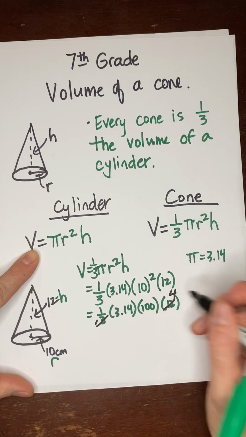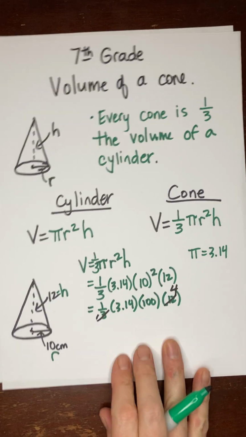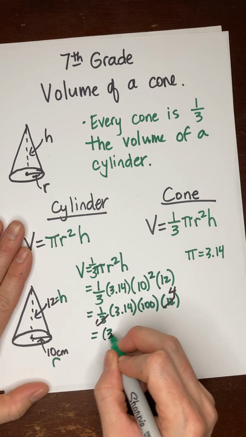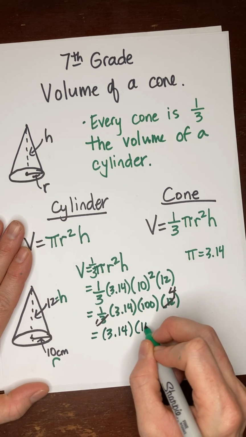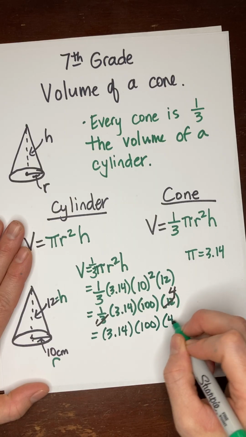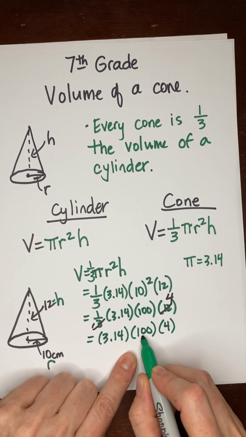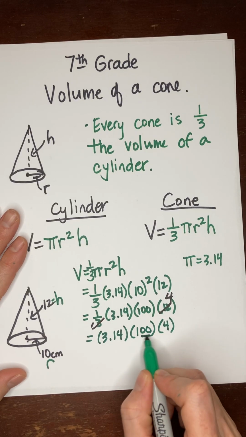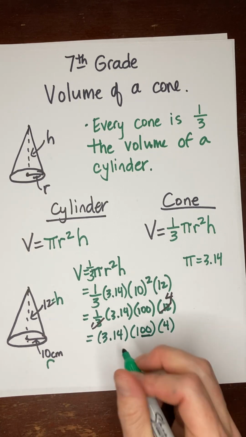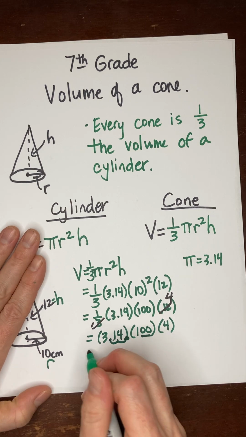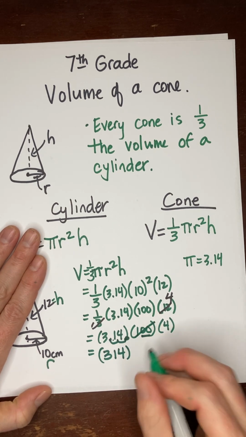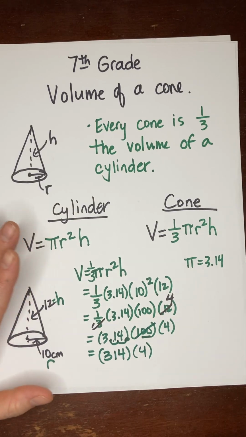That becomes a 4, right? 12 divided by 3 is 4. And now I have 3.14 times 100 times 4. Okay, power of 10, 100. So easy to multiply. All we need to do is move our decimal to the right 2 places because there's 2 zeros. So let's do that. 1, 2. So that becomes 314. That is gone because we just used it, times 4.